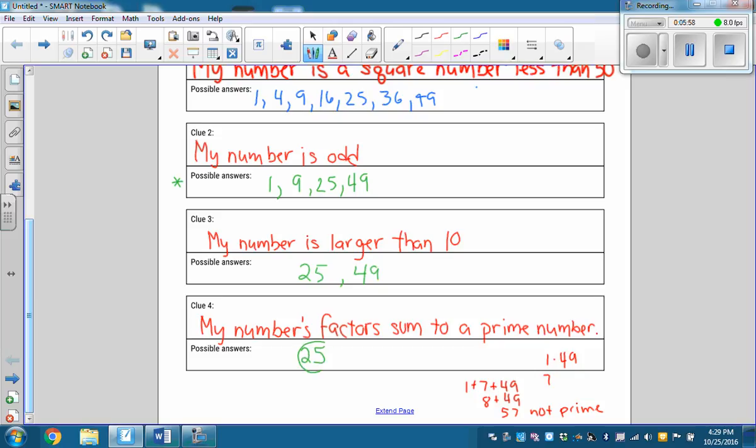Your job is to make 2 number puzzles tonight.